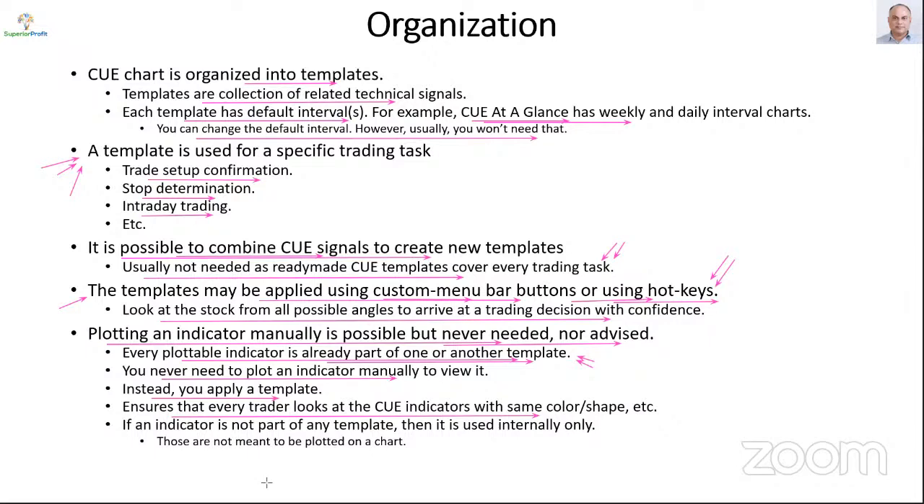That is not so in traditional indicators. For example, Dr. Elder's impulse system: some people use the color scheme green, red, yellow. Another person may use green, red, blue.